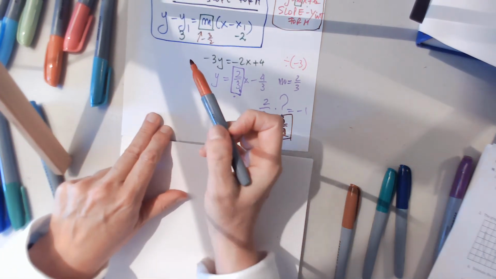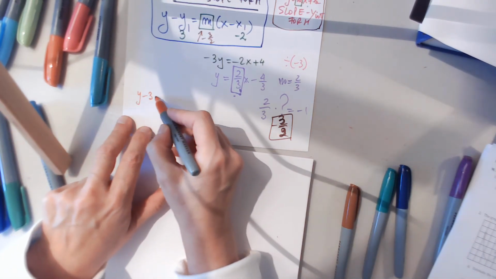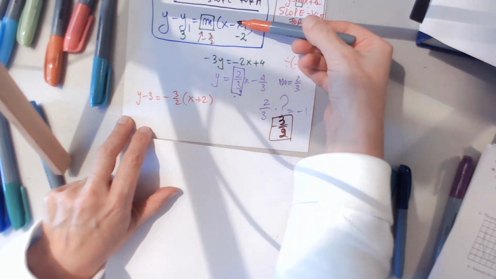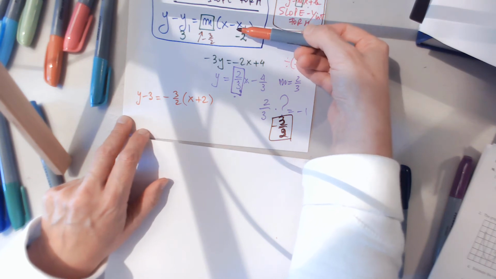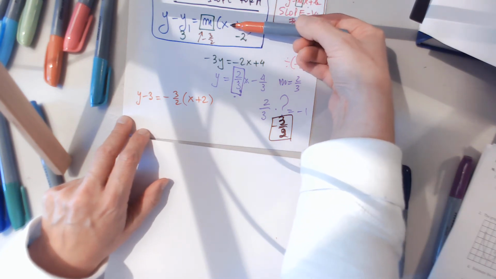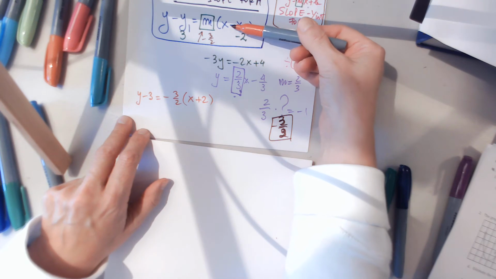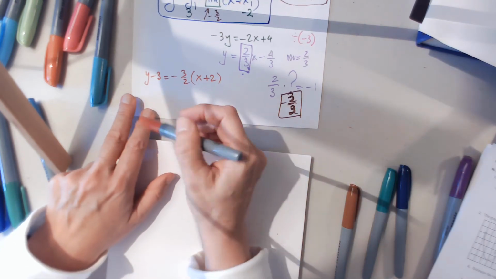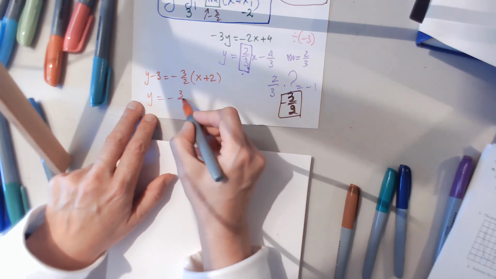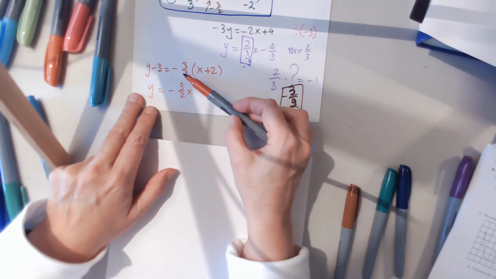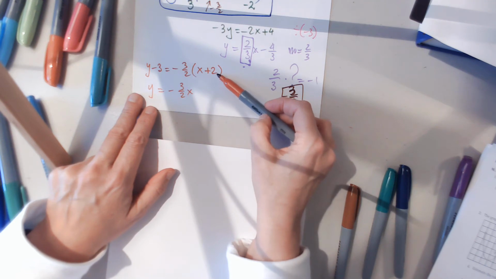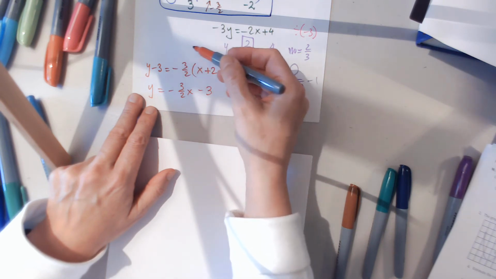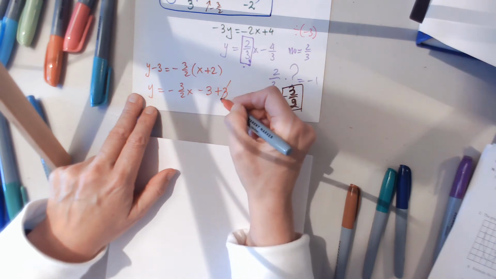Okay, so then I copy y minus 3. I copy negative 3 halves. I copy x plus 2. That's why I wrote it here, because I don't want parentheses inside parentheses, nested parentheses. I don't like that. So the opposite of negative 2 is positive, and y minus 3. And then I have to distribute negative 3 halves. I have to multiply negative 3 halves by 2, and I get negative 3. And I have to move negative 3 to the other side by adding 3.